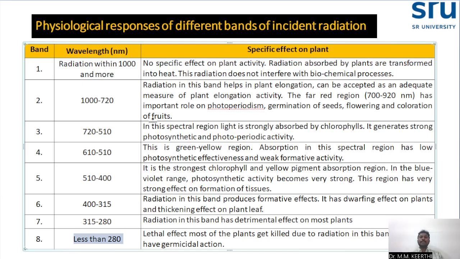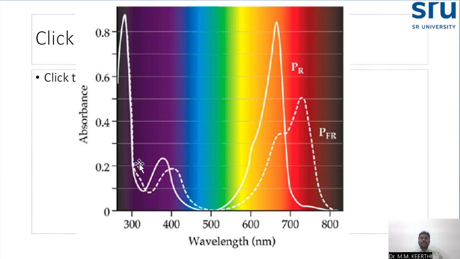Among all these, 720 to 510 nanometer is highly helpful for the photosynthetic and photoperiodic effect, and 1000 to 720 nanometer is helpful for photoperiodism, germination, flowering, and coloration of the fruits. And 510 to 400 nanometer is strongly absorbed by the chlorophyll, particularly in the yellow pigment absorption region. That will be helpful for strong photosynthetic activity. Due to this, cell formation, particularly tissue formation, will occur in this region only. So you see, these are the different wavelengths along with the colors.